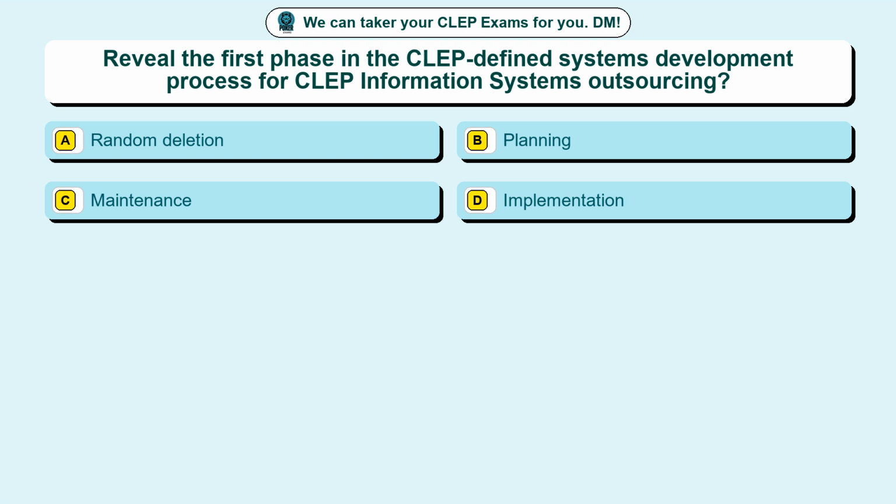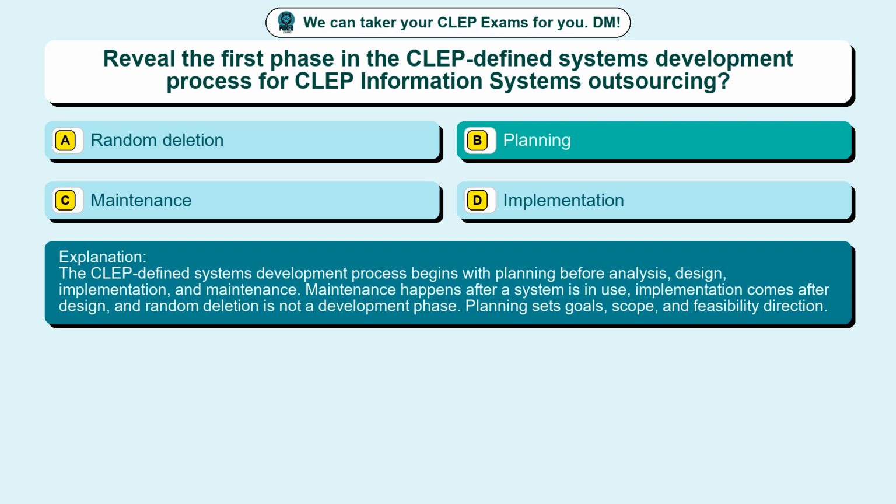Question 64. Reveal the first phase in the CLEP-defined systems development process for CLEP Information Systems outsourcing. Option A. Random deletion. Option B. Planning. Option C. Maintenance. Option D. Implementation. The correct answer is option B. Planning. The CLEP-defined systems development process begins with planning before analysis, design, implementation, and maintenance.